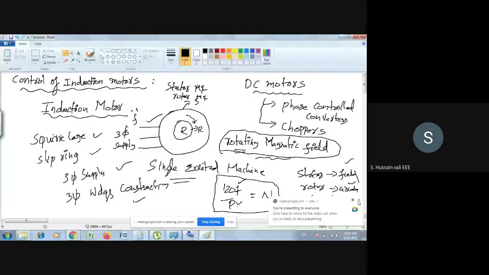So this current will produce a rotating magnetic field, because a current-carrying conductor produces a magnetic field. Already there is a stator magnetic field, that is the rotating magnetic field, and the rotor generates another magnetic field. Both magnetic fields will interact.